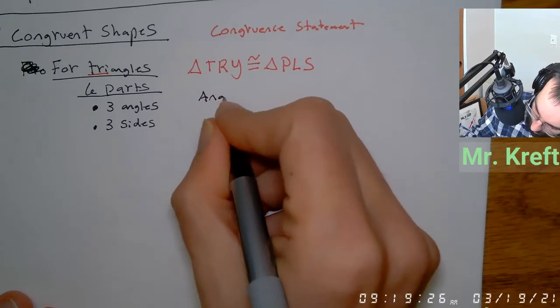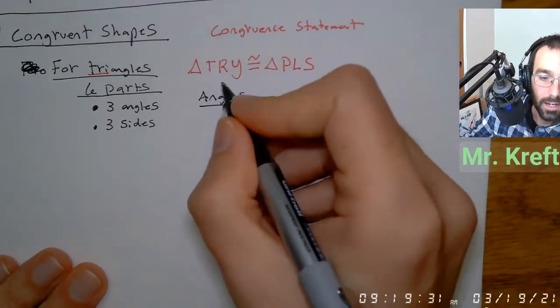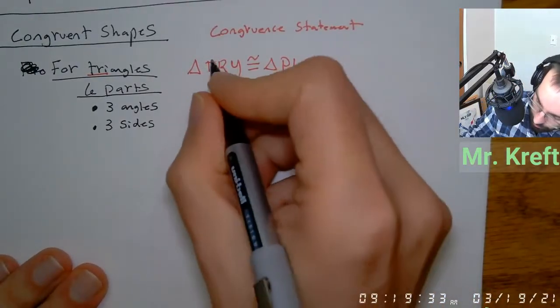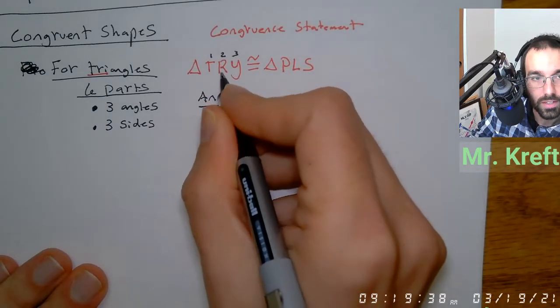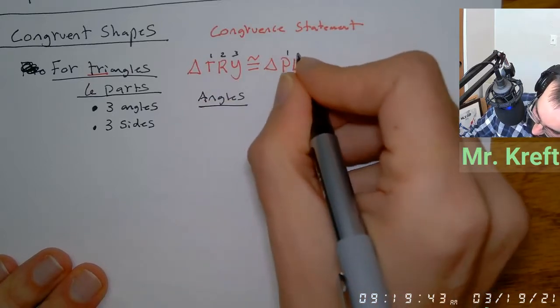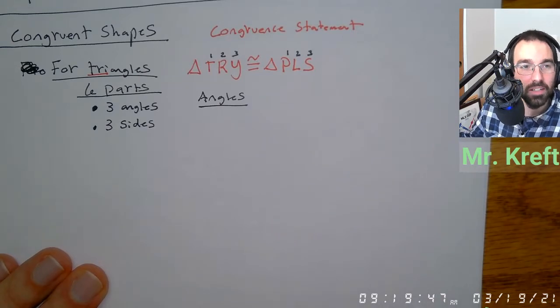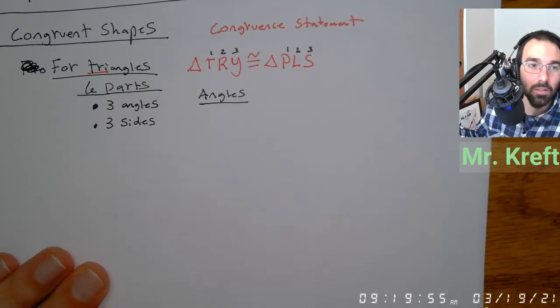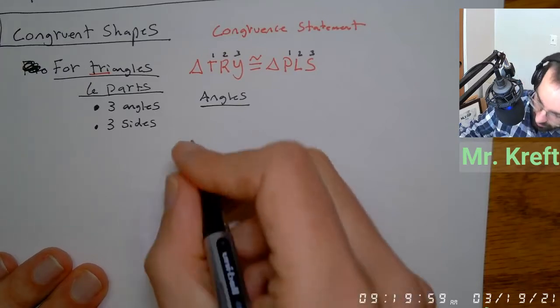So if I take a look at the angles, right? Always do angles first. They're the easiest. Now, some people have difficulties doing this. So to help you out, you can always go like this, right? T is the first letter, R is the second letter, Y is the third letter. So I have 1, 2, 3 over here. So remember, in a congruent statement, order matters. And that's the key here. With congruent shapes, order matters. You're going to keep hearing me say that for the next month.